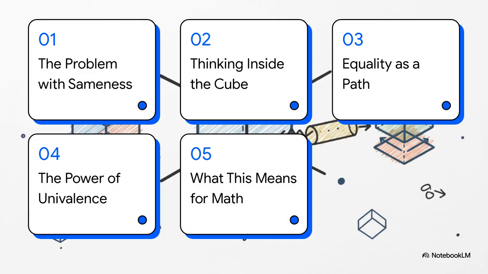So, here's how we're going to tackle this. First, we'll look at a really tricky problem that's been bugging mathematicians. Then, we'll check out the cubical solution they came up with. We'll see how this whole thing turns the idea of equality into a path. You'll see what I mean. And then we'll get to the big payoff and wrap up with why any of this should matter to you, even if you're not a professional mathematician.